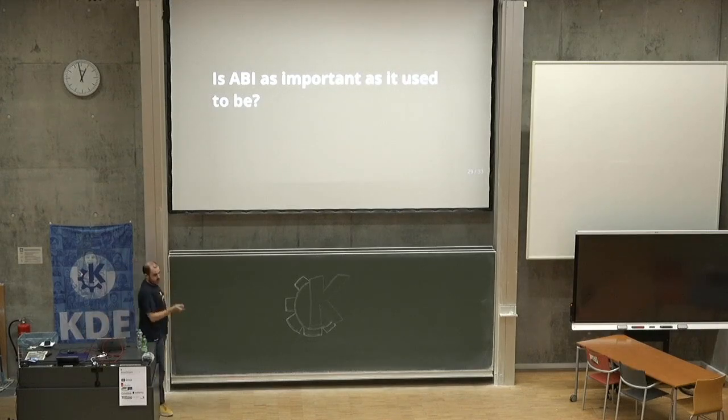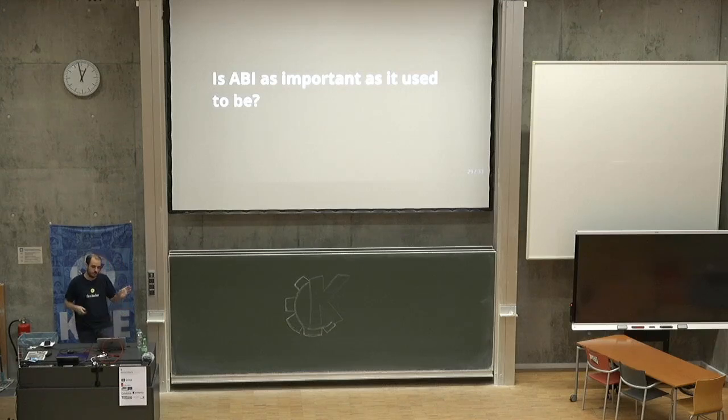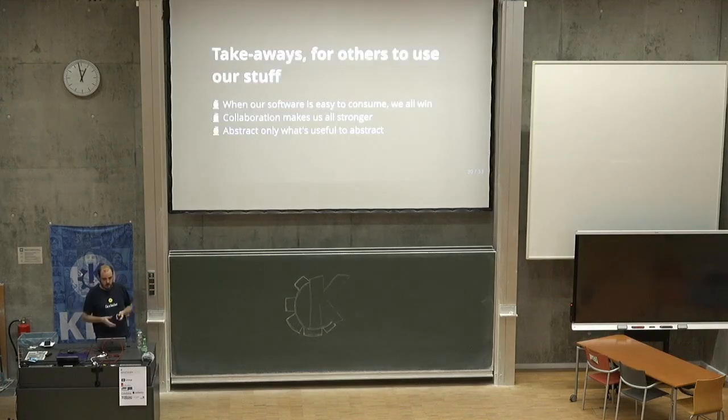In KDE, we've made a very, very, very big effort in ABIs and keeping ABIs stable. I am increasingly thinking that this was maybe an error, or it's slowly becoming, well, less useful in any case. So my takeaways on this topic are: we'll win if our products are easy to use.